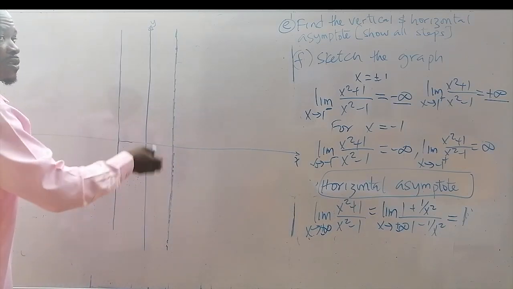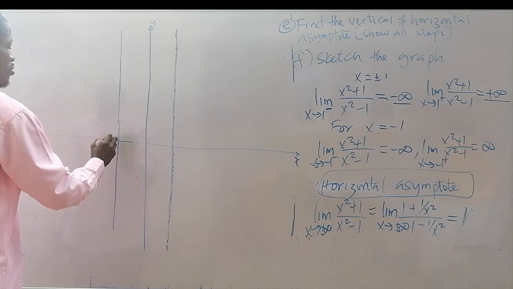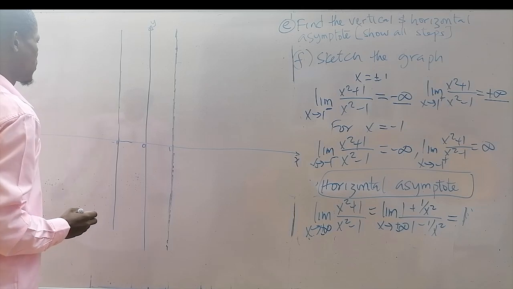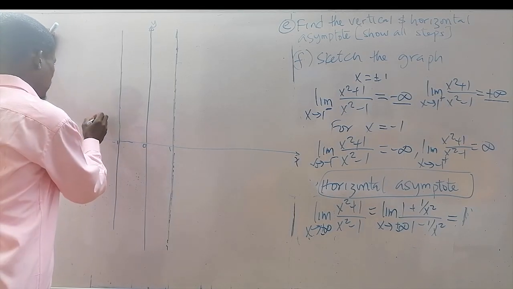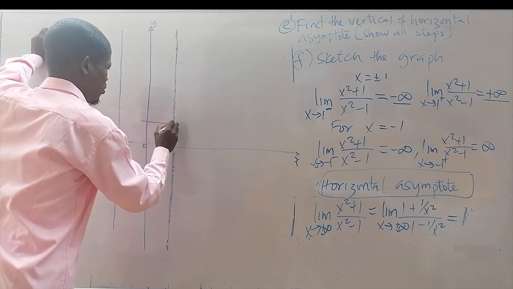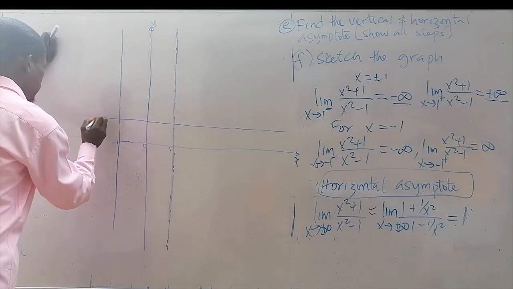It's just a straight line. x equal to 1, you draw a straight line. x equal to minus 1, you draw a straight line. Okay, this is your origin. Then again, we have the horizontal asymptote at y equal to what? At y equal to 1. So this is my 1. Draw a straight line also for the horizontal asymptote. y equal to 1, draw a straight line.